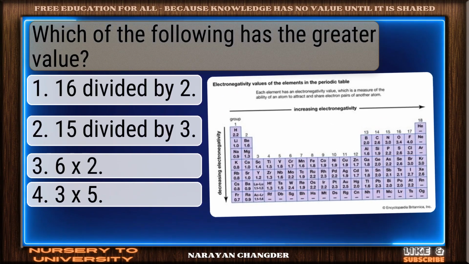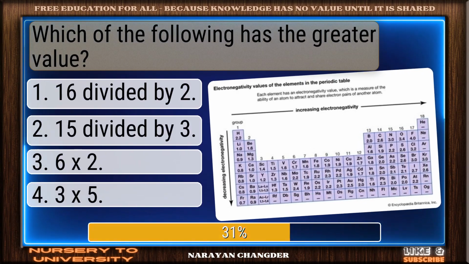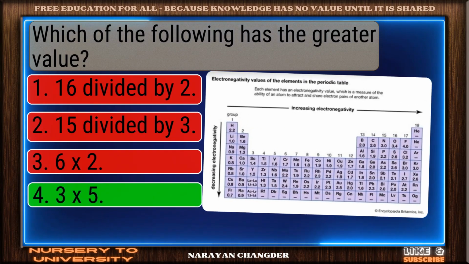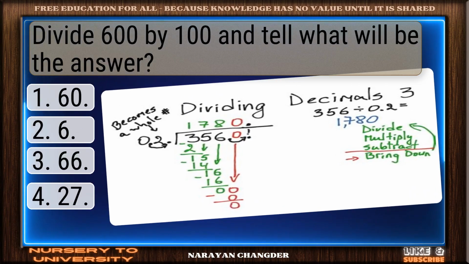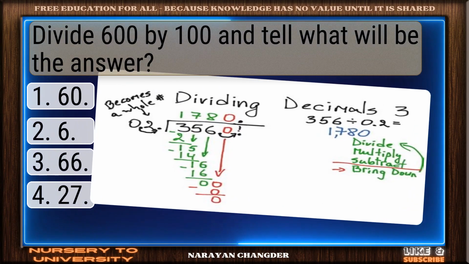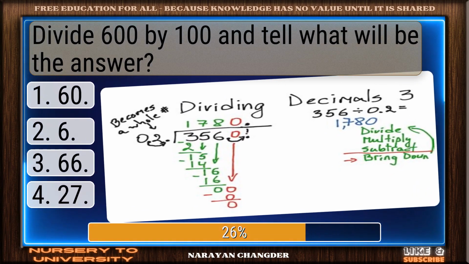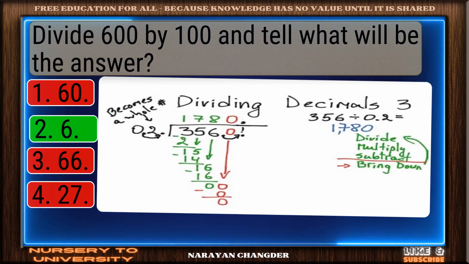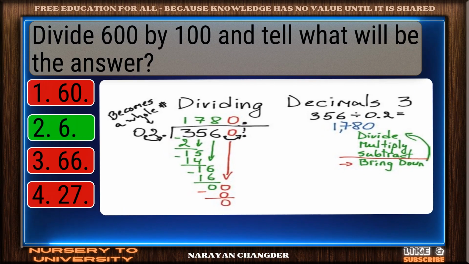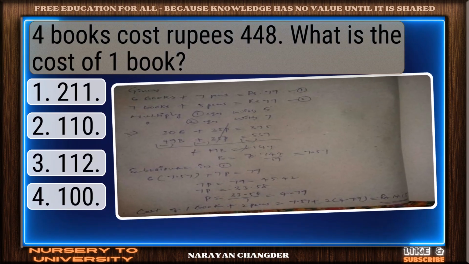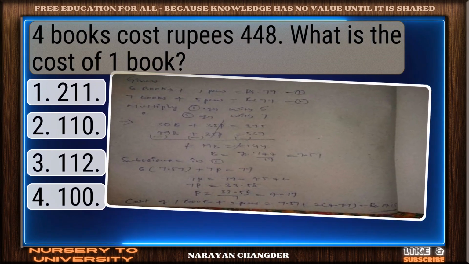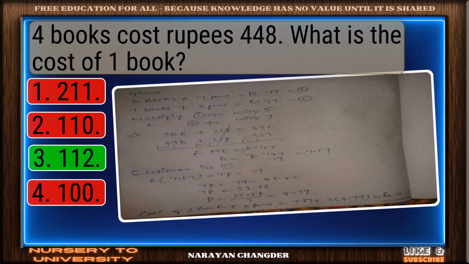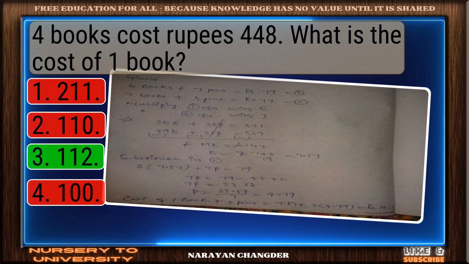Which of the following has the greater value? Sharp thinking. 3x5 is the right choice. Divide 600 by 100 and tell what will be the answer. Clear logic. Your choice 6 is sound and 100% true. 4 books cost rupees 448. What is the cost of 1 book? Excellent choice. 112 is the right answer.